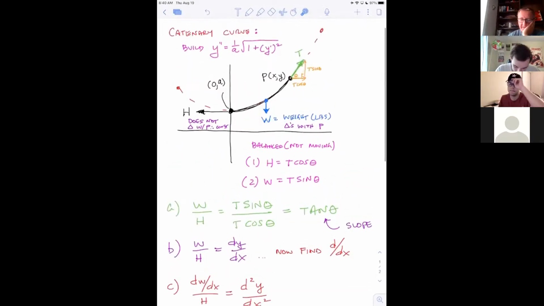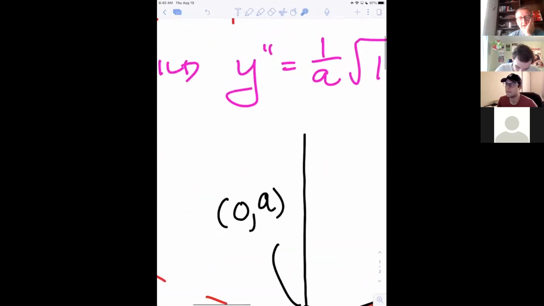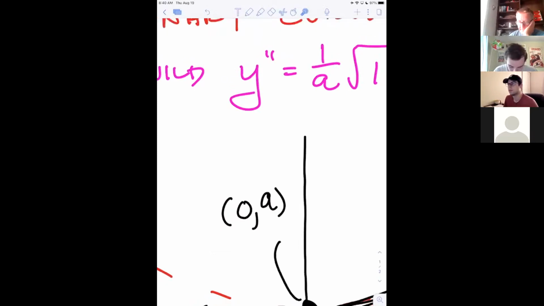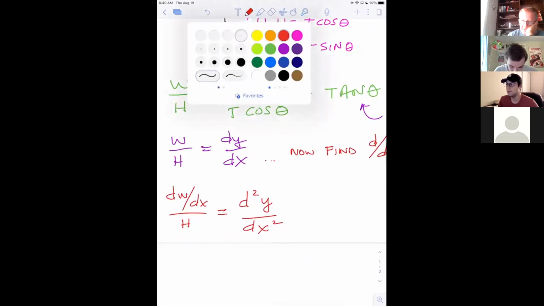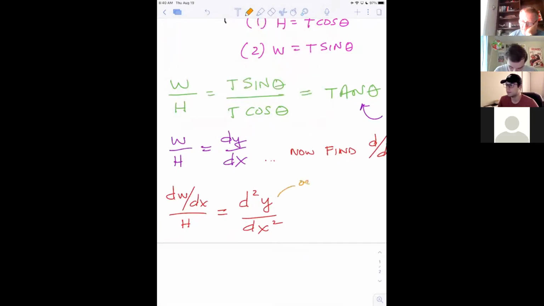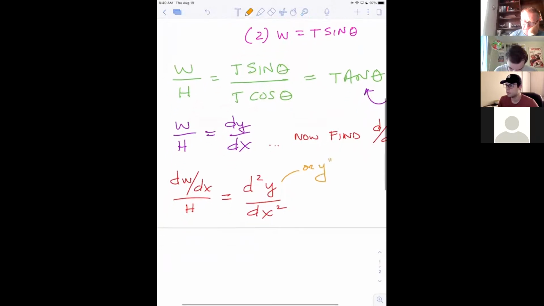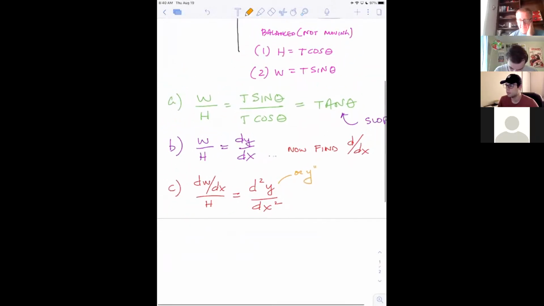Well, notice we're getting there, because isn't that what y double prime is, d2y dx squared? I mean, that's what a second derivative is, right? That's just another way to write it. So maybe I'll just throw that in there, or y double prime. So we're kind of getting there.